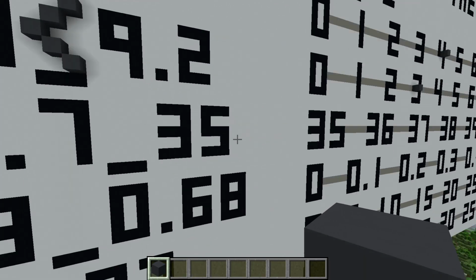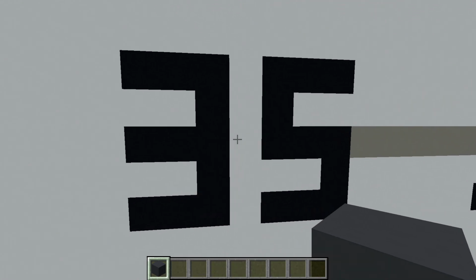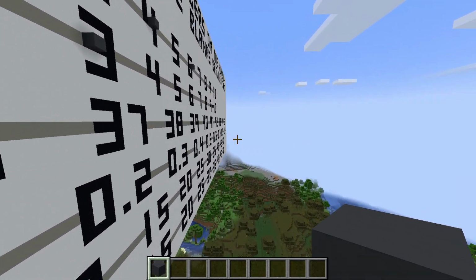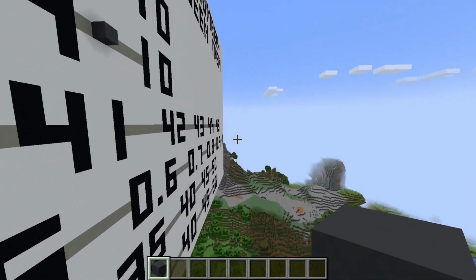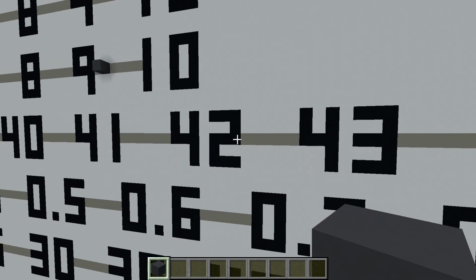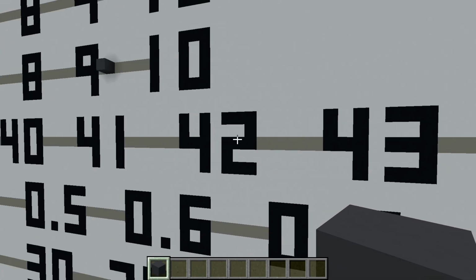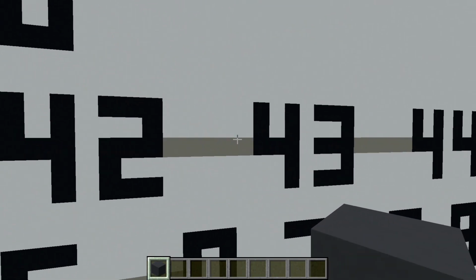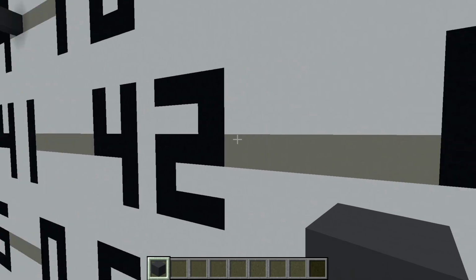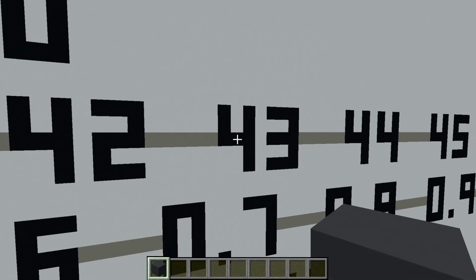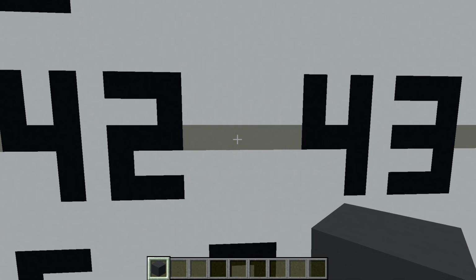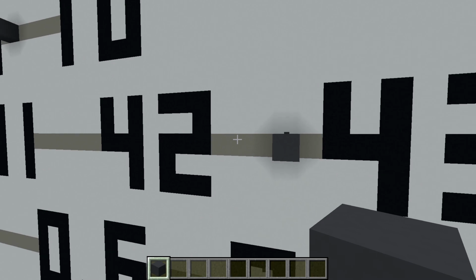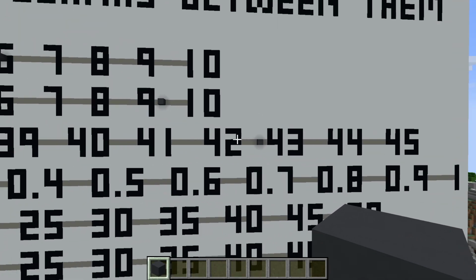42.7 and 35. 35 is pretty simple right here, smack dab in the middle of 35. 42.7 on the other hand is way down here, and it's going to be between 42 and 43. 42.7 is a bit more than halfway between 42 and 43. Halfway between them would be 42.5. So I'm going to put this right about, let's say here, about 0.7 of the way in between them.